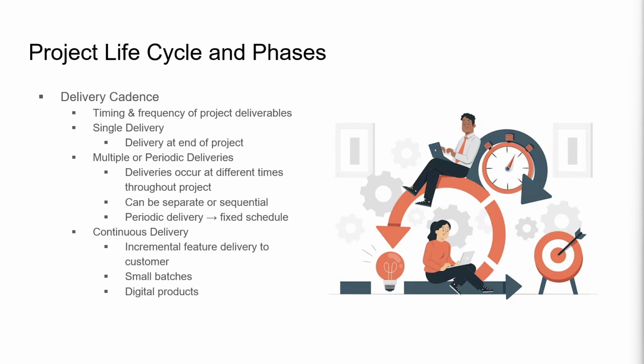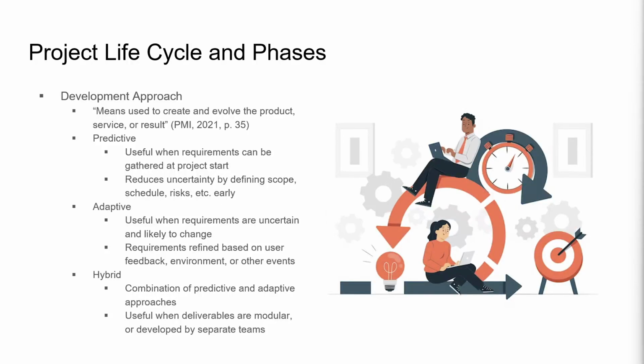Here, features are incrementally delivered to the customer through work done in small batches. This type of cadence is most typically found in digital products. The second major influence on the type and number of phases in a project lifecycle is the development approach. As a reminder, the Project Management Institute defines the development approach as the means to create and evolve the product, service, or result.